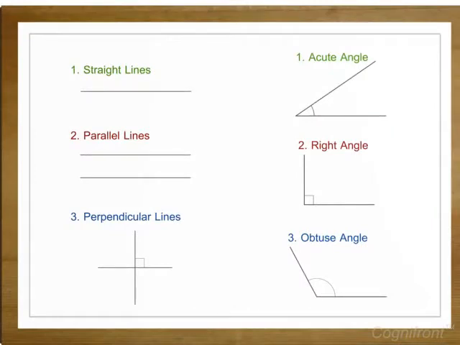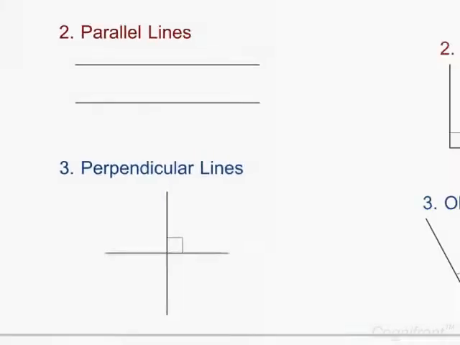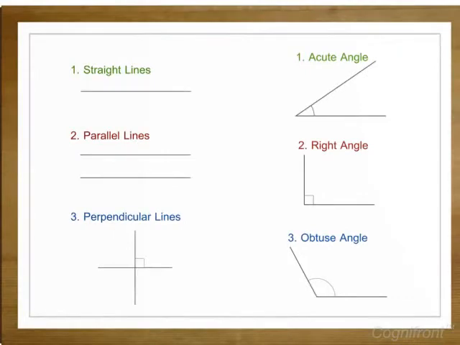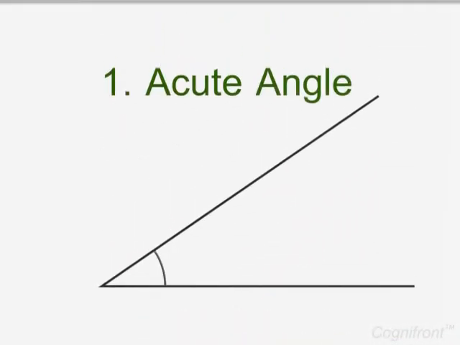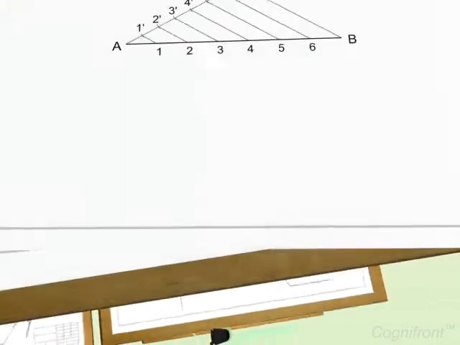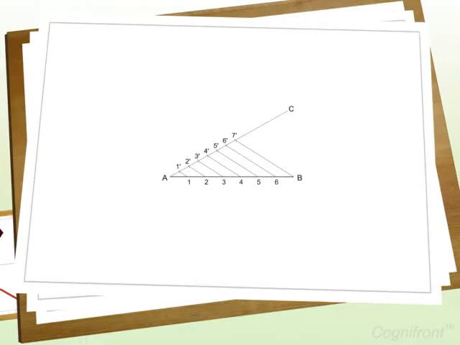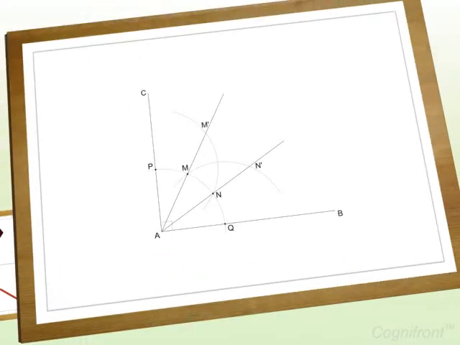Lines have different types such as straight lines, parallel lines, and perpendicular lines. Angles also come in various flavors like right angle, an acute angle, and an obtuse angle. In this presentation, we will understand how to divide a line, how to draw a perpendicular line, then dividing an angle in n equal parts. Sounds a lot and difficult? Let me tell you, it is not.